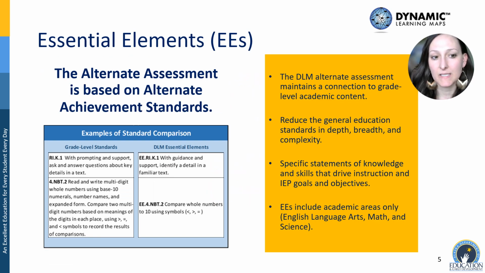The alternate assessment is based on alternate achievement standards, known as the essential elements, or the EEs. In the bottom left-hand corner of the slide are examples of the standard comparison. On the left, you will see the grade level standards, one for reading and one for math. And on the right, you will see the DLM essential elements, linking the standard. So you will see that they maintain a connection to the grade level academic content.